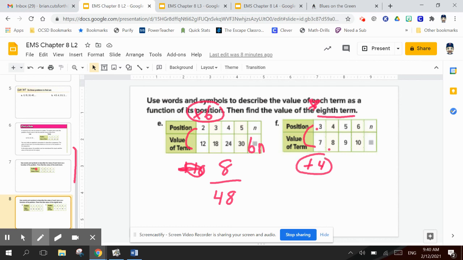So if I want to know the eighth number, 8 plus 4 would be 12. To find n, I would take whatever the position number is, n, and I would add 4.